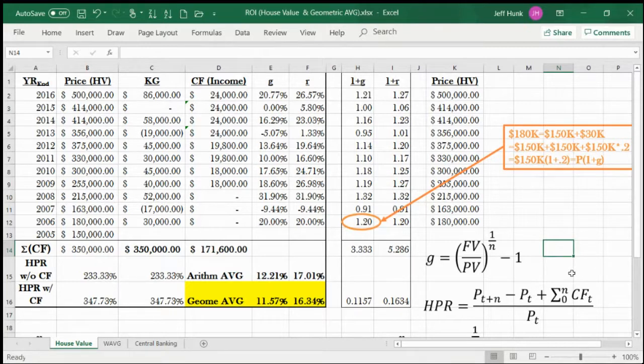So that's why you gotta keep control of your own model. You cannot just leave it to Excel, right?